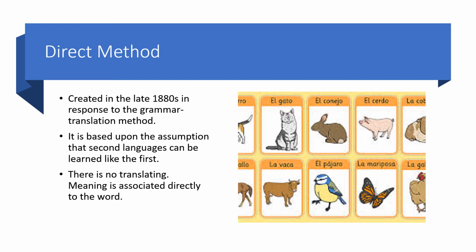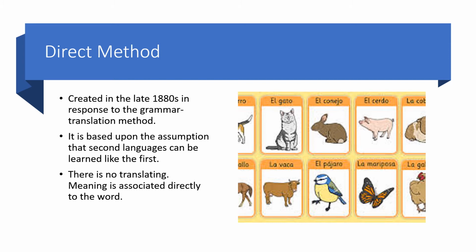The direct method was created in the late 1880s in response to the rather stiff grammar translation method. The idea behind it is to learn the second language in the same way as you learn the first as a baby, by associating the meaning of a word directly to the word.